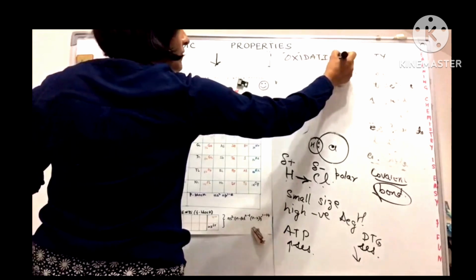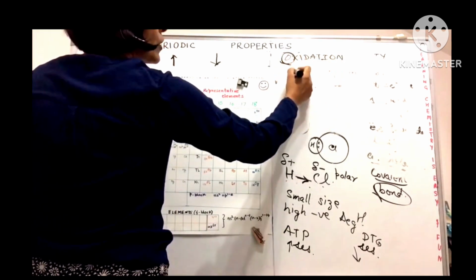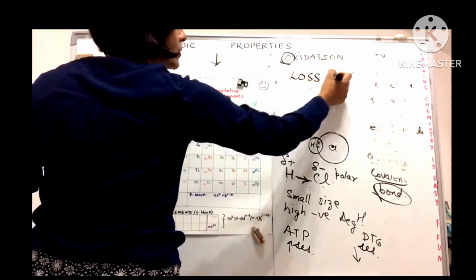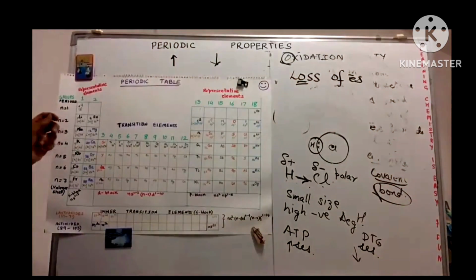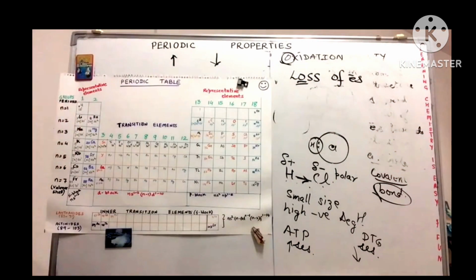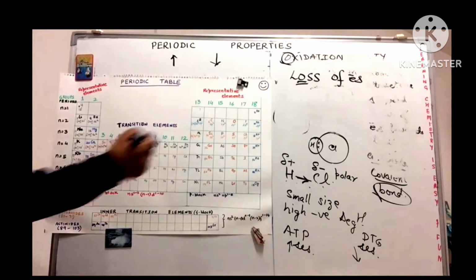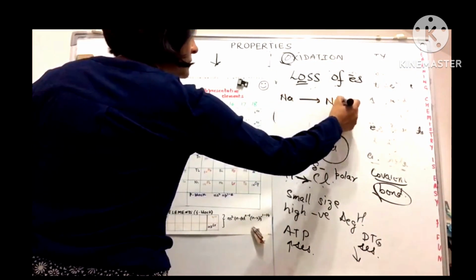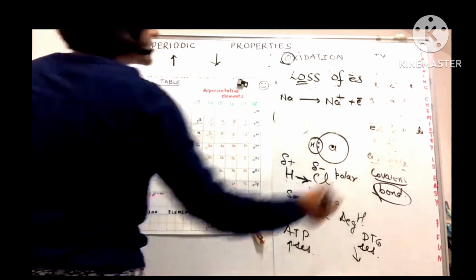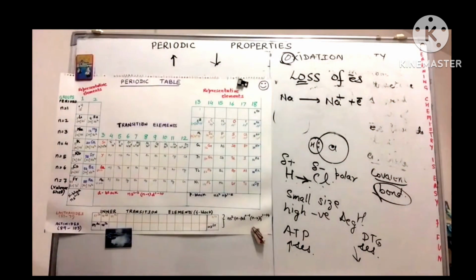Oxidation in terms of electrons. O for oxidation, loss of electrons is oxidation, right? So if an atom loses electrons, it is getting oxidized, right? So sodium, when it loses an electron, forms Na positive and an electron is lost, so it got oxidized.